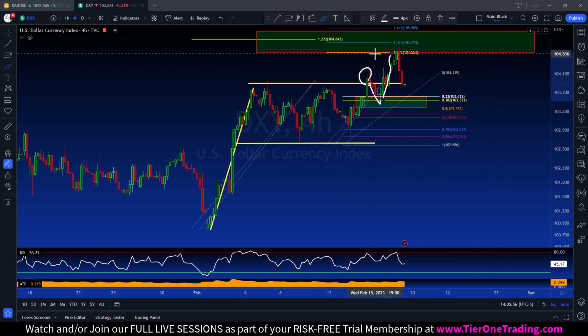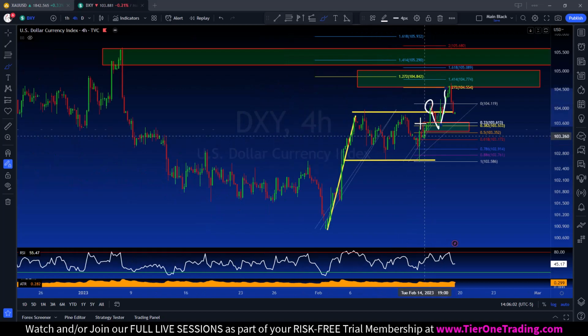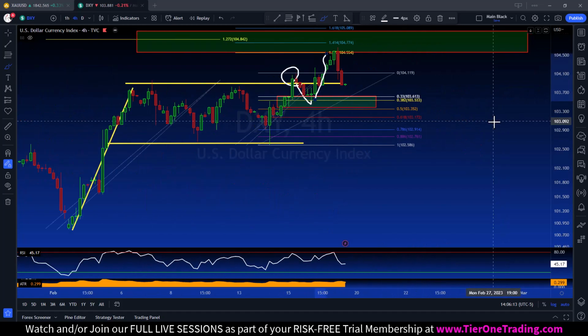We had our pullback right here, and boom, we extended right to that 127 level, kind of the low point. 104.50 is the most conservative point of our predictive zone. But with that being said, we did have some higher predictions as well, right? We had the high point at about 105, and then the ultimate destination being about 105.50.